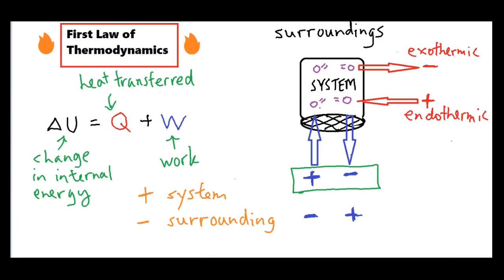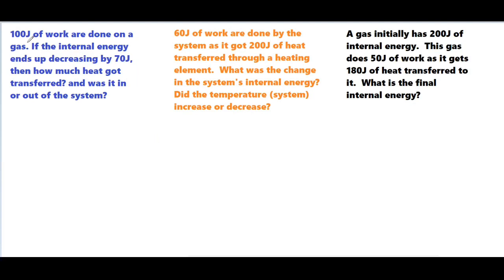So let's take a look at 3 different examples, and then we can see how the first law of thermodynamics is used in some various cases. For the first problem, we have 100 joules of work done on a gas. Okay, so not by the gas. If it was by the gas, then it's the system to the surroundings.